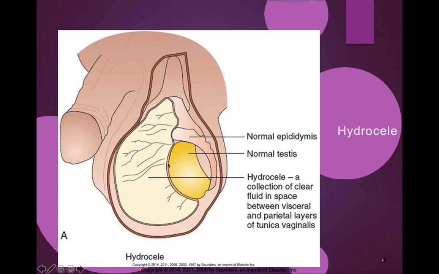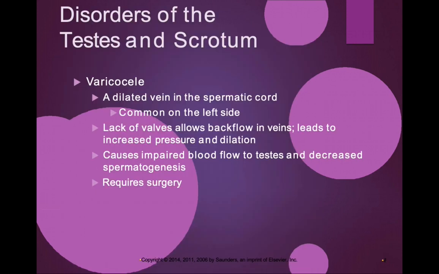Okay, remember the portion of the membrane that comes into contact with the organ or the gland is known as the visceral layer, and the layer on the outside is the parietal. And all this is hydrocele. This is a lot of pressure that can block the blood vessels, and that becomes dangerous, and it can cause ischemia, and then necrosis.